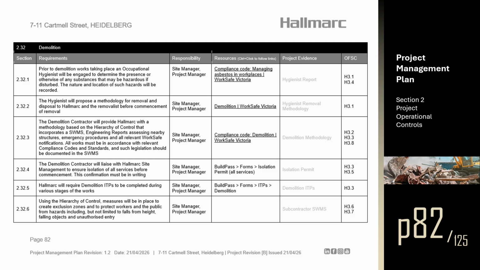Section 2.32.6. Using the hierarchy of control, measures will be in place to create exclusion zones and to protect workers and the public from hazards including, but not limited to, falls from height, falling objects and unauthorized entry.